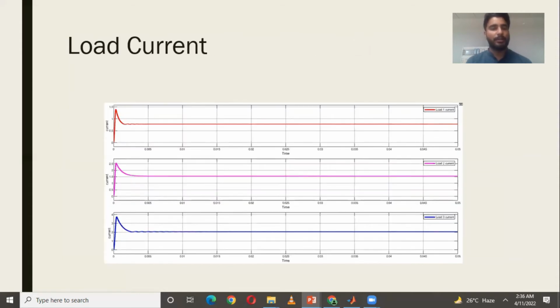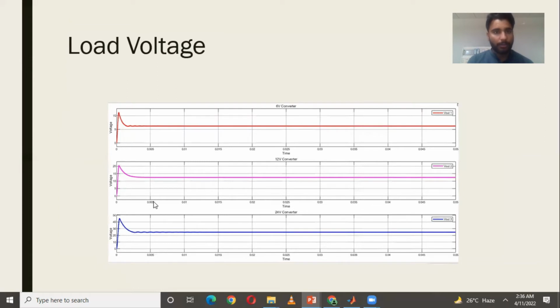This is the analysis of the fixed input software implementation in which load current is stabilized after this time, and in this it takes this time, and we have seen the load voltages.